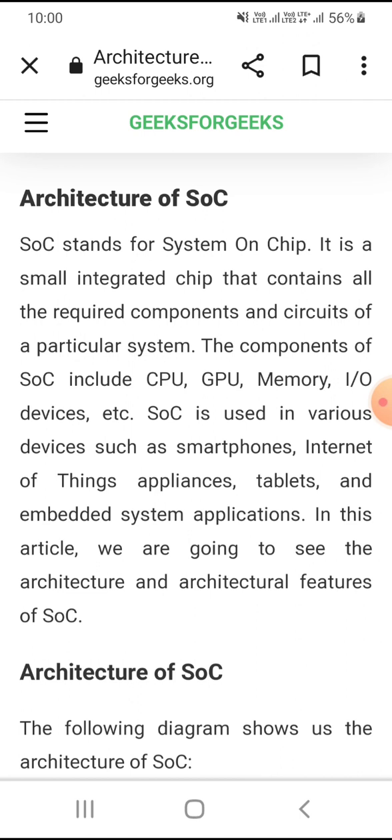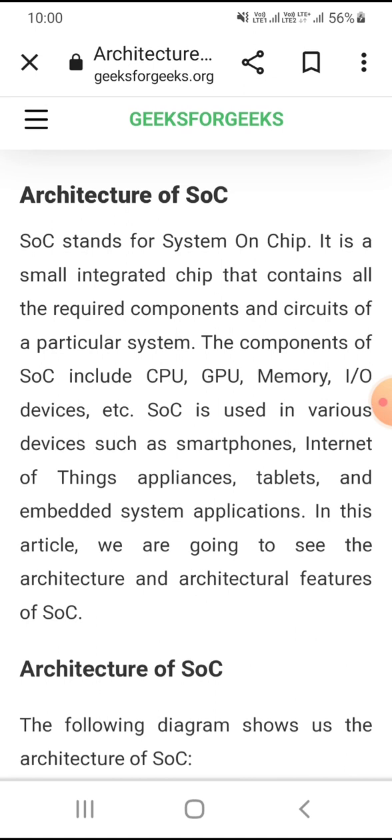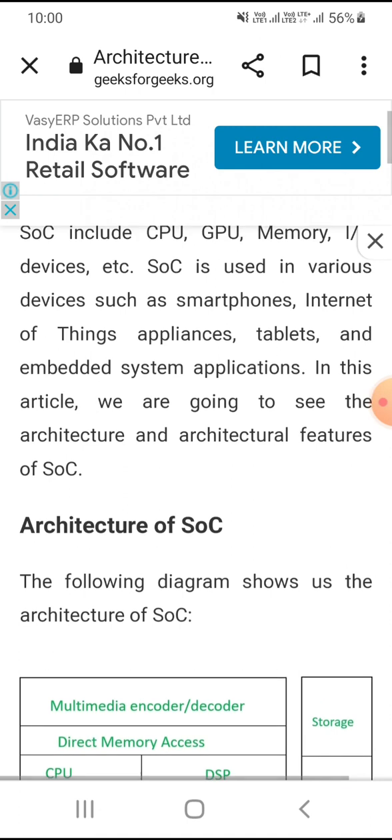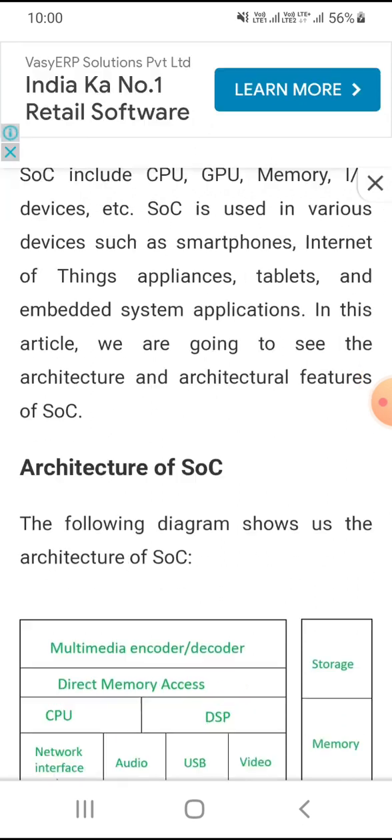The components of this system on chip include CPU, GPU, memory, input output devices, etc. System on chip is used in various devices such as smartphones, Internet of Things applications, tablets, and embedded system applications. In this video we are going to see the architecture and architectural features of system on chip.